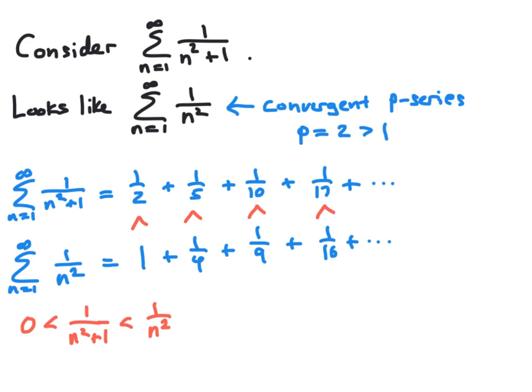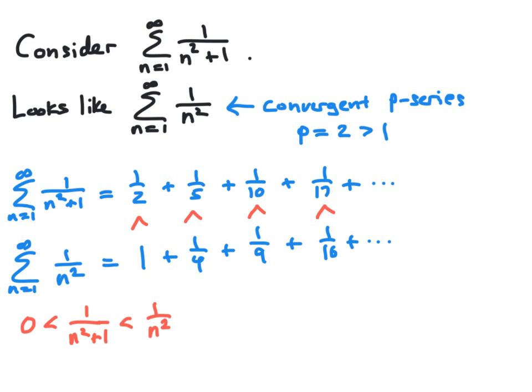Now, this inequality relates the nth term of each of our series to each other. And we could extend this inequality to the partial sums for each of our two series and see that any partial sum for our first series will always be less than the partial sum for the second series. We can then take limits of those partial sums, and we can see that the limit of the partial sums of the first series will be smaller than the limit of the partial sums for the second series.